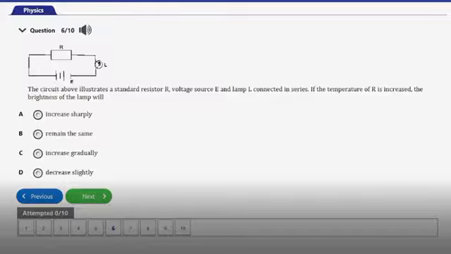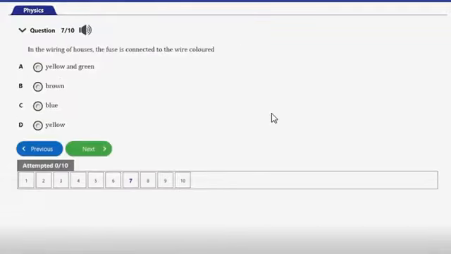So that's question number 7 here. It says, in the wiring of houses, the fuse is connected to the wire colored A, yellow and green, B, brown, C, blue, D, yellow. So guys, the answer to this question is option B, and that's brown. So let's go ahead and consider the next question.